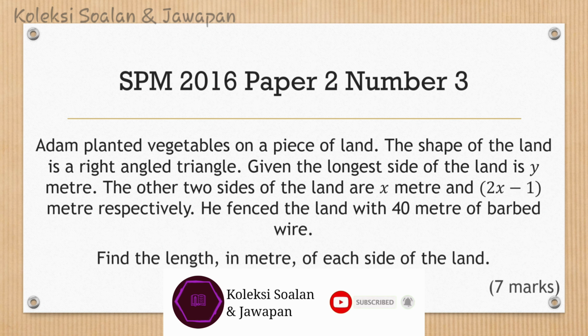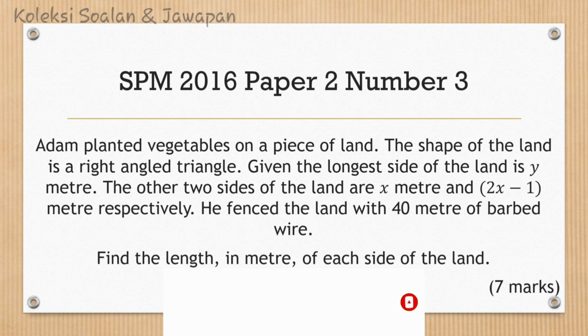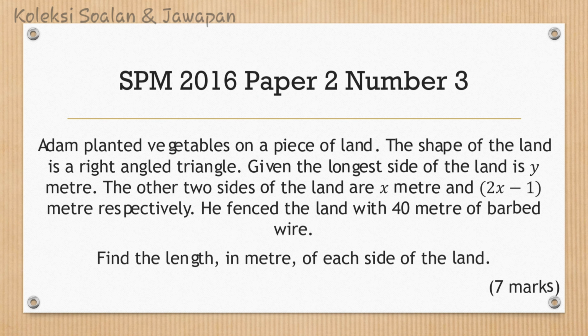Adam planted vegetables on a piece of land. The shape of the land is a right-angled triangle. Given the longest side of the land is y meter, the other two sides of the land are x meter and 2x minus 1 meter respectively. He fenced the land with 40 meter of barbed wire. Find the length in meter of each side of the land.